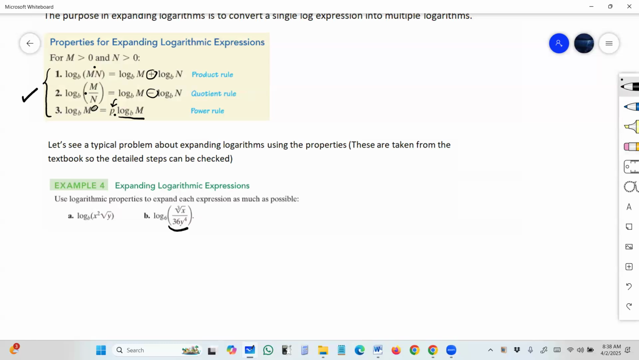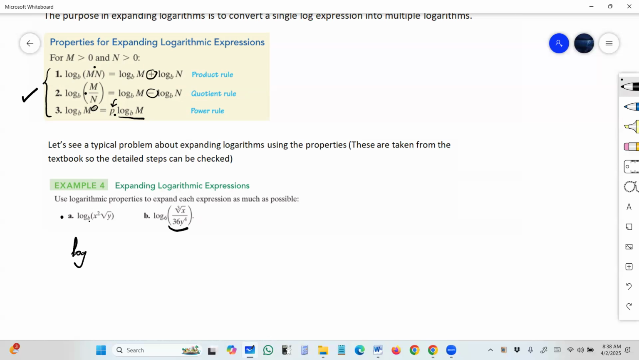Again, this is a review from Math 119. So notice in example A, this is taken from the book, so you can check the steps in more detail if you want to. I am giving a generic base b. It could be a number. In this case, it's a variable, and that's perfectly fine.